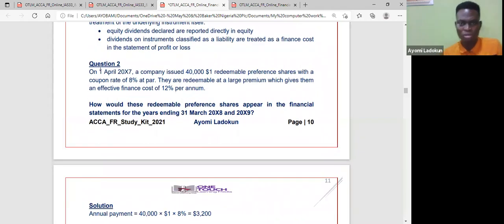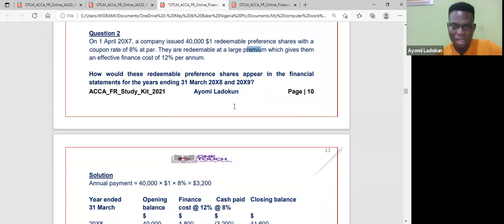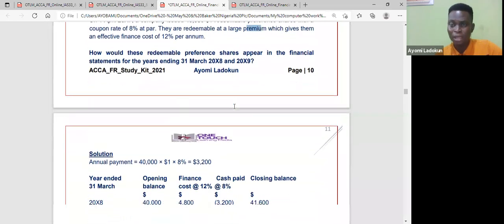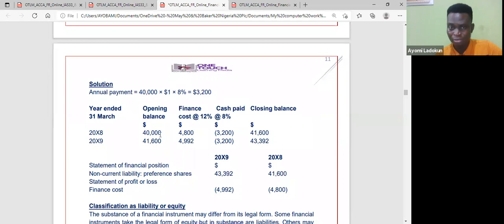Now, let's take a look at this question. On 1st April 2007, a company issued 40,000 redeemable preference shares. It is redeemable at a coupon rate of 8% at par. They are redeemable at a large premium that gives them an effective finance cost of 12%. How would these redeemable preference shares appear in the financial statement? I will also do my table. Is that okay?